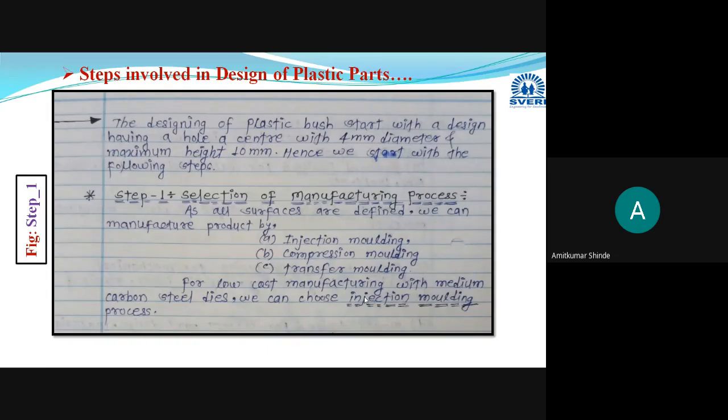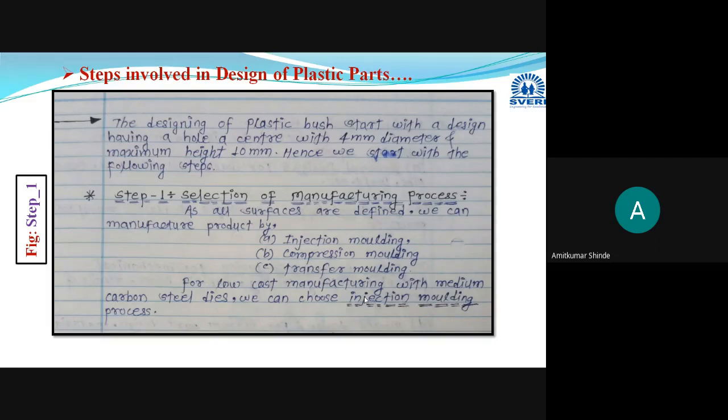In your first step you have to mention that this bush can be manufactured with different plastic processing methods, like injection molding, compression molding, transfer molding. But as injection molding is a low cost manufacturing method, we are going to use that method only. So this is the first stage, that is the selection of the manufacturing process.